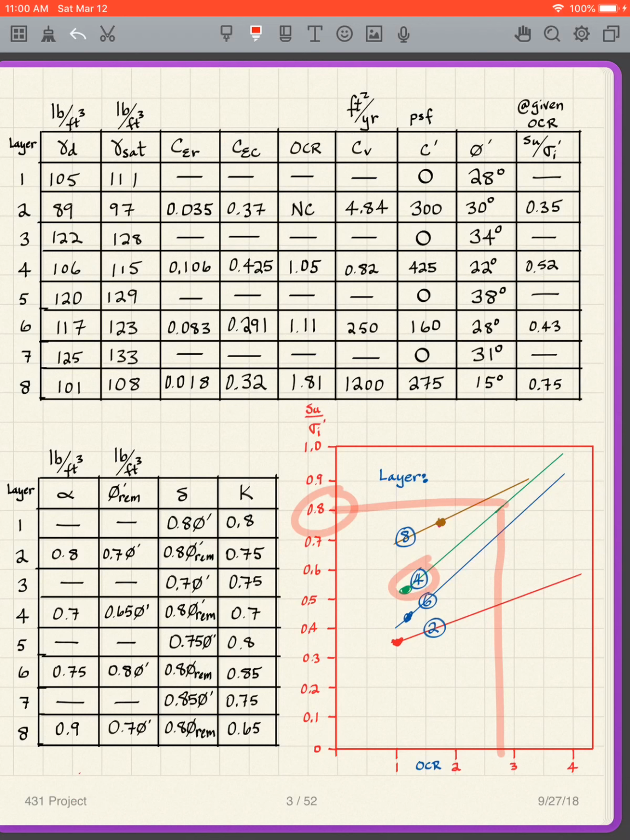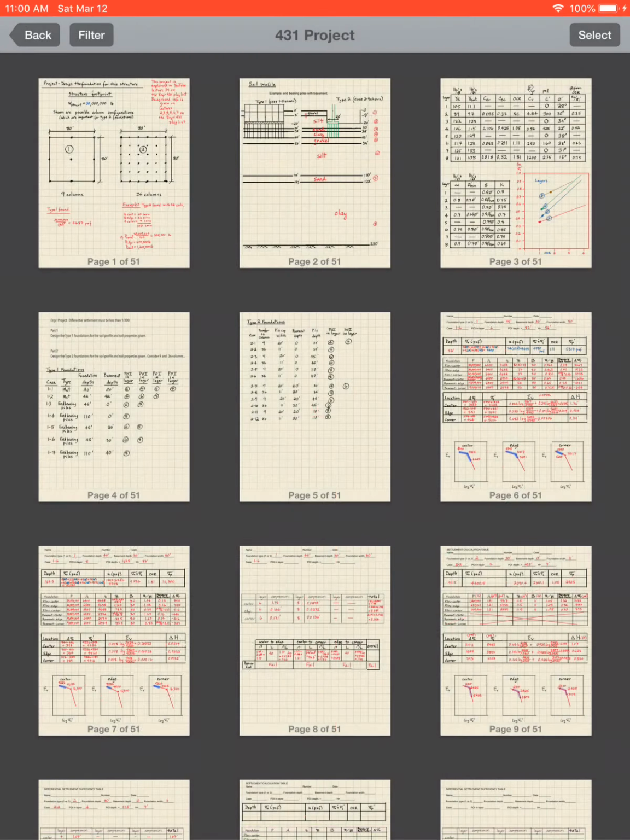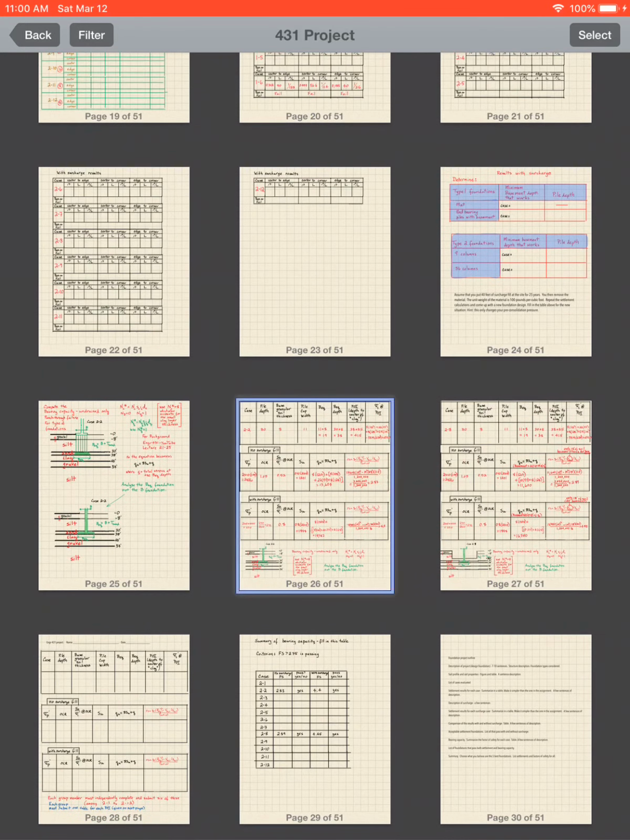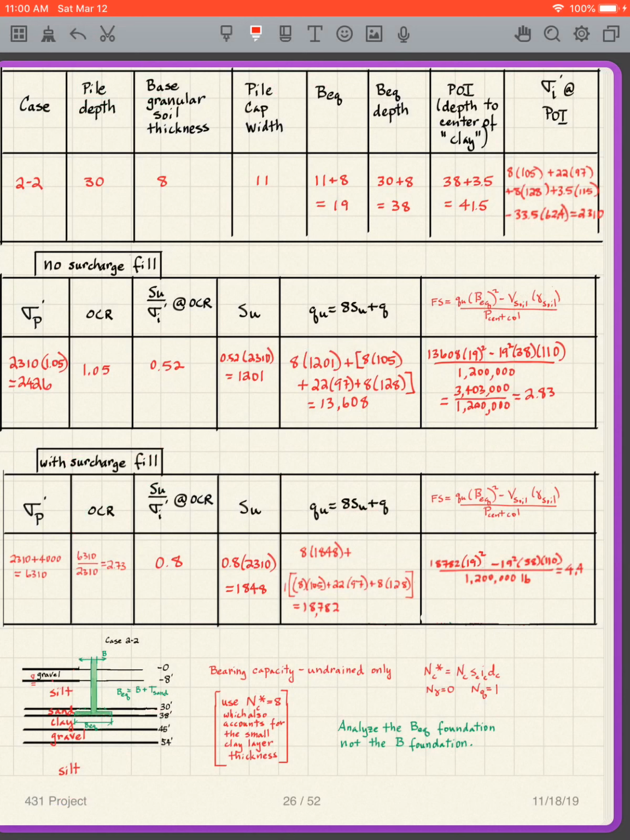It doesn't have to be exact, but approximately 0.8 for that SU over sigma prime I. So our SU over sigma prime I at that OCR is 0.8. That means our SU is going to be the 0.8 times, again, the 2310. And that gives us an SU of 1848. I can now put that into my equation.